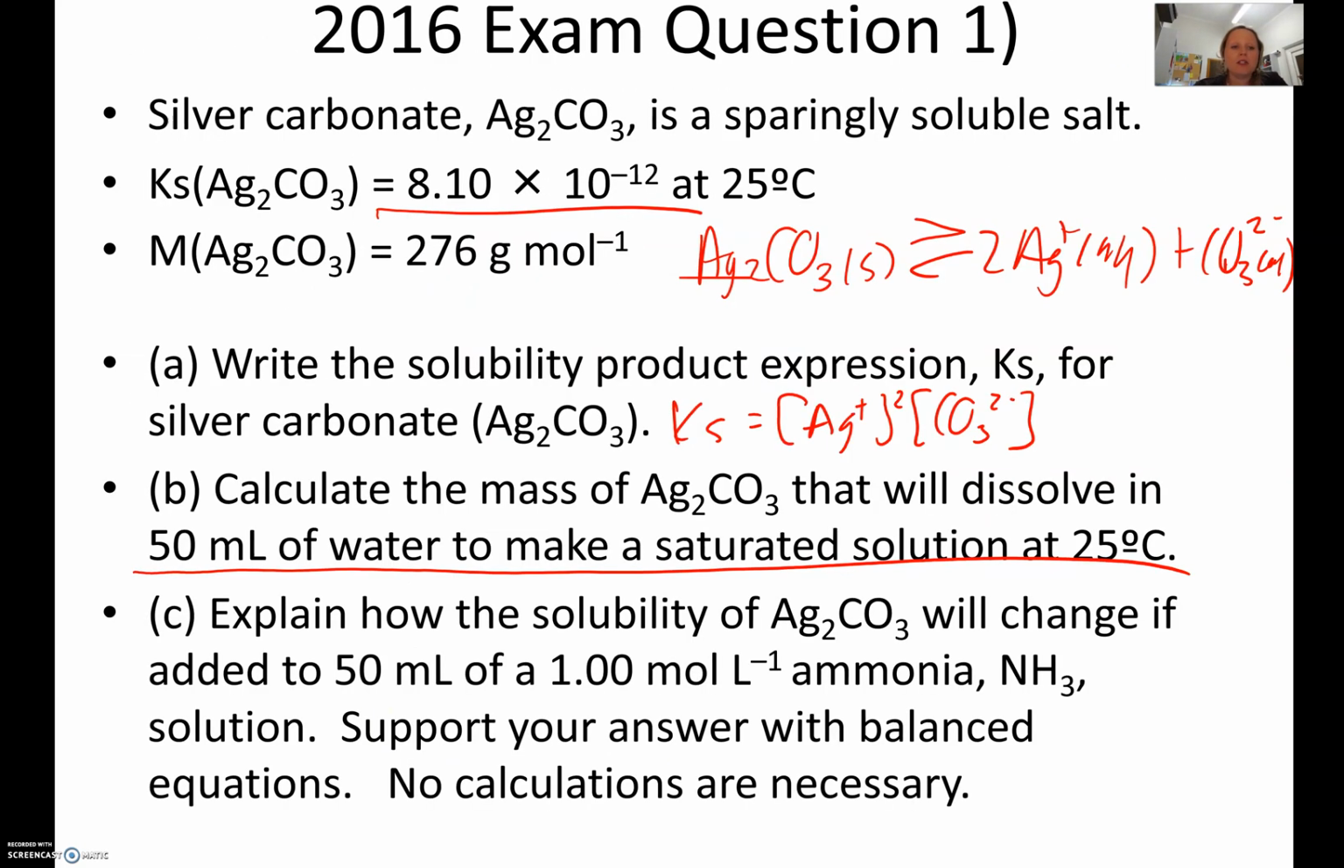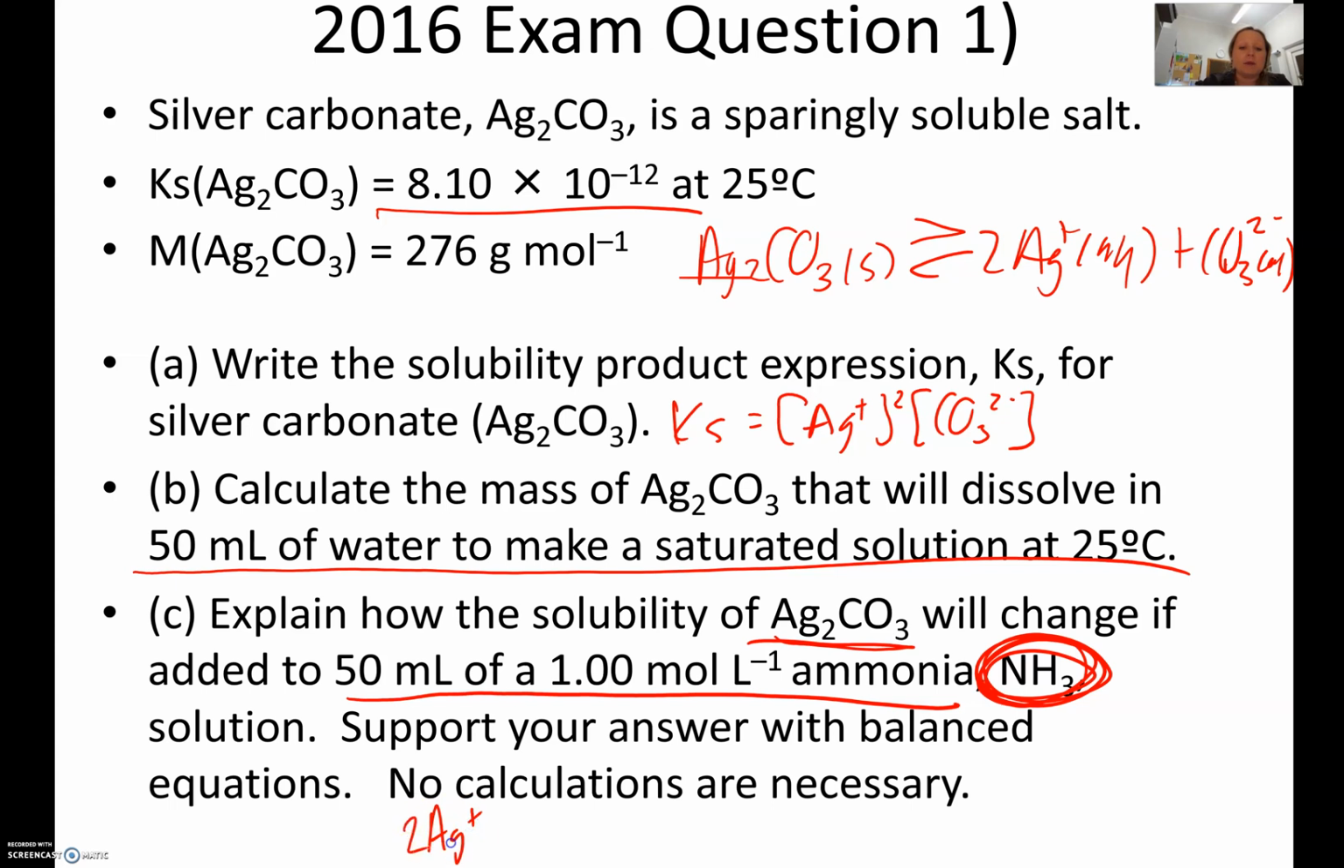So let's go back to the question now. It says explain how the solubility will change if added to 50 mils of 1 mole of ammonia. Support your answer with balanced equations. So this one here, whenever you see ammonia, alarm bells really should be going that what you're actually going to form is a complex ion.